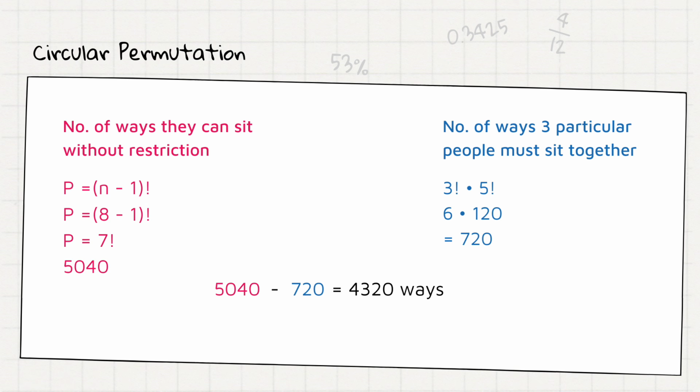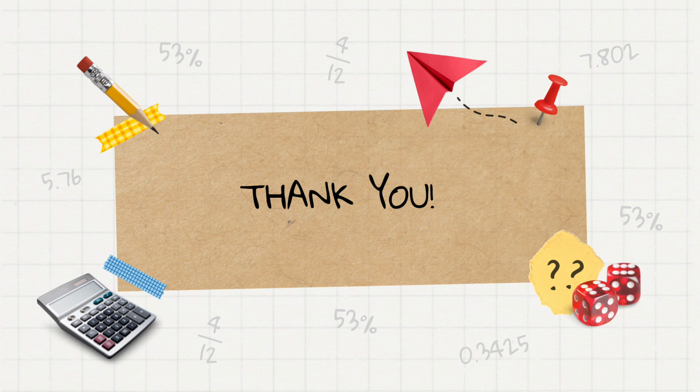So the number of ways 4 men and 4 women can sit at a round table such that 3 particular people must not sit together is 4320 ways. So that is all for my workshop.